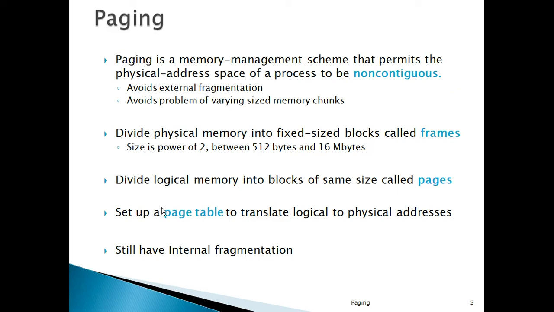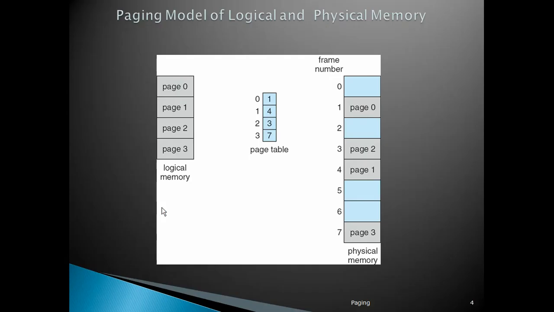Now, the page table is used to translate the logical address to the physical address. When a process is to be executed, its pages are loaded into any available memory frames from the backing store. The backing store is divided into fixed size memory blocks that are of the same size as the memory frames. To run a program of size n pages, we need to find n free frames and load the program.